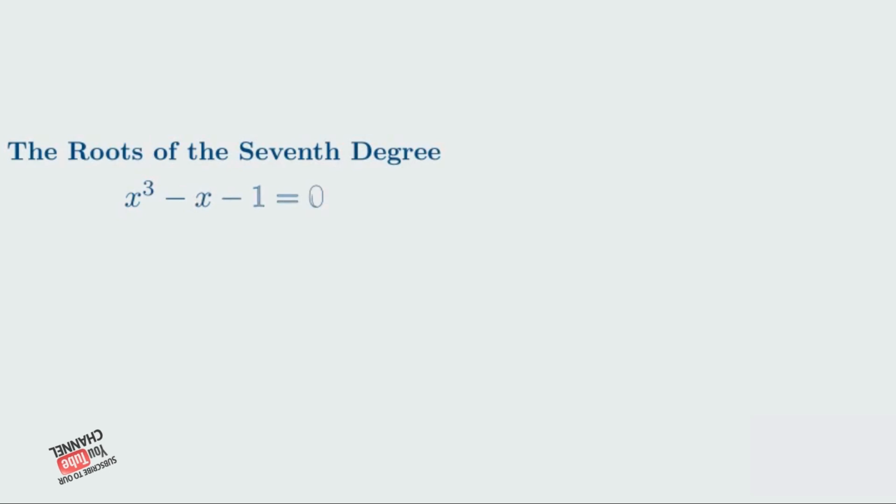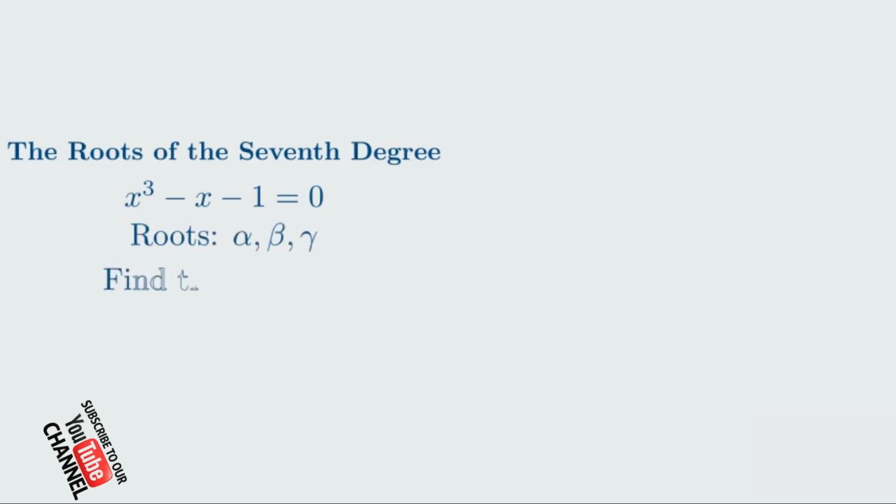Hello! Today, we are going to solve an interesting algebra problem. By the end of this video, you will be able to evaluate complex symmetric sums of polynomial roots using substitution. We are given a cubic equation, x cubed minus x minus 1 equals 0. Let's call its three roots alpha, beta, and gamma.